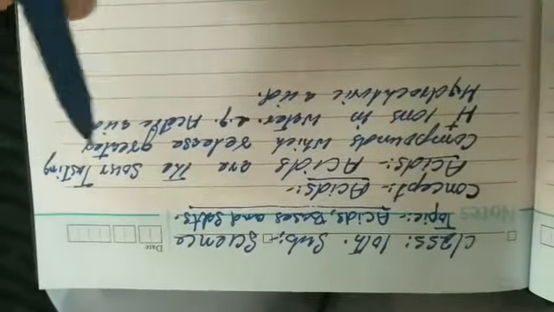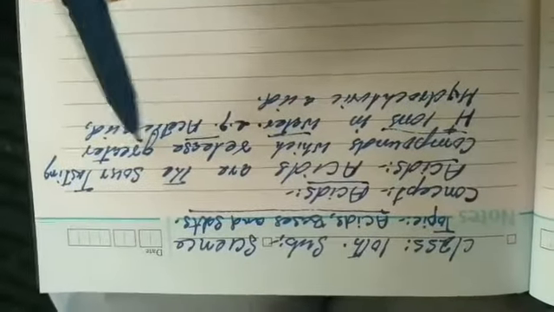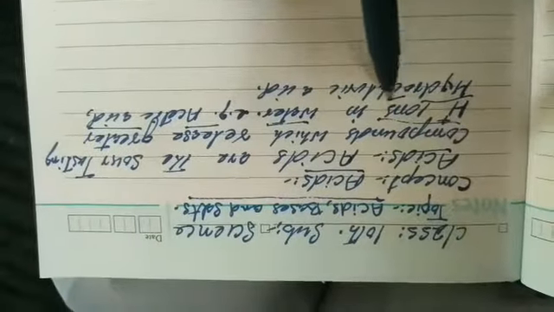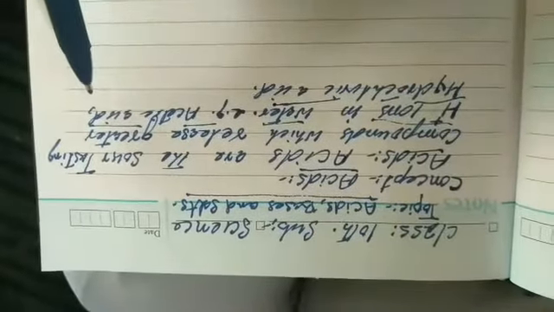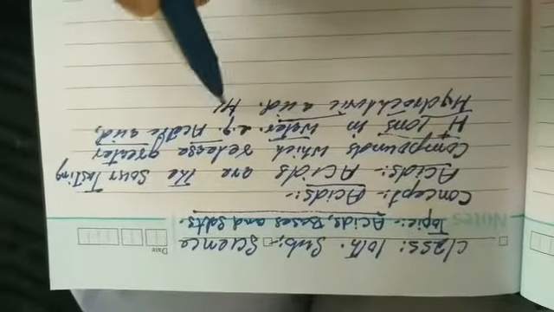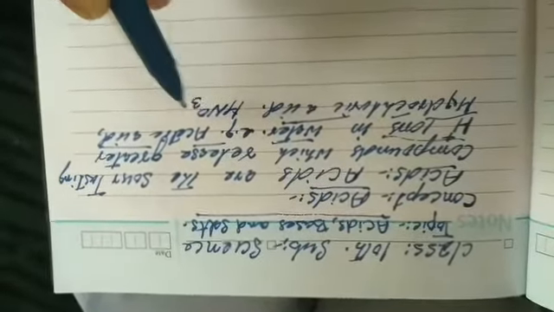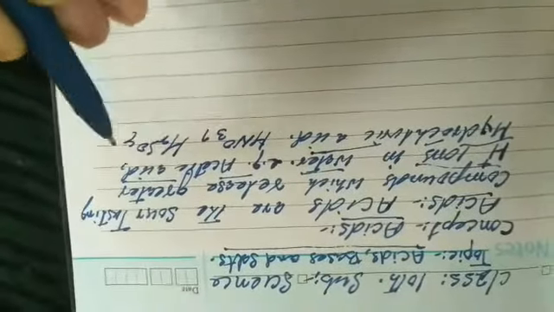Acids, by definition, are the sour-tasting compounds which release greater H positive ions in water, e.g., acetic acid, hydrochloric acid, nitric acid with formula HNO3, sulfuric acid with formula H2SO4. Okay.